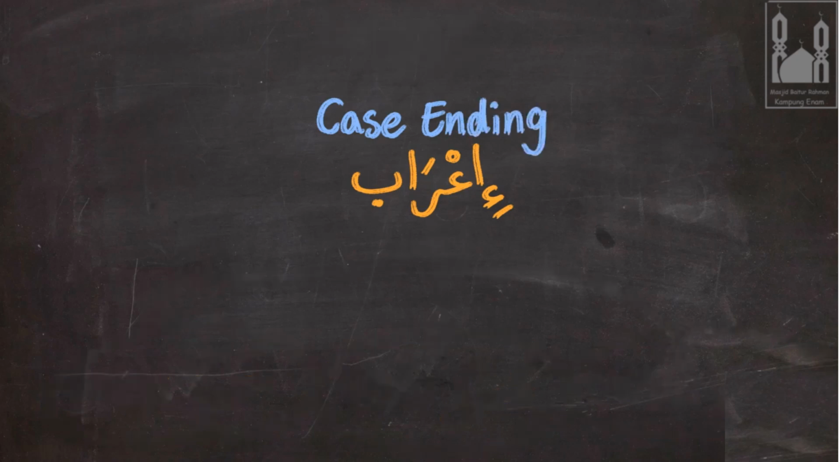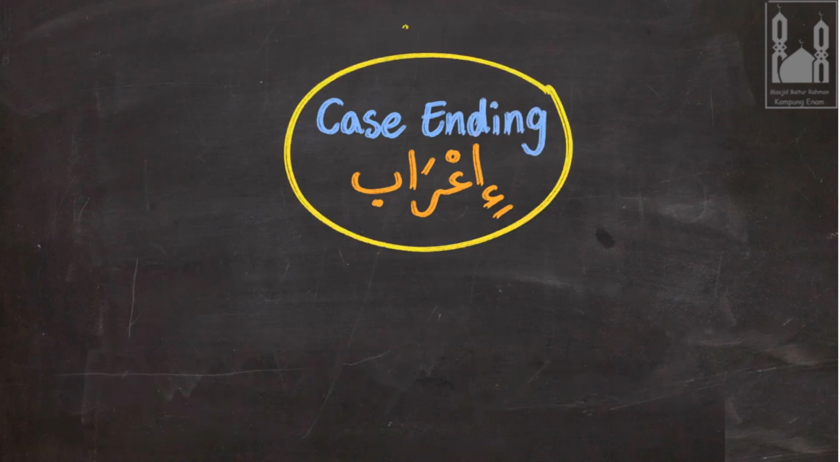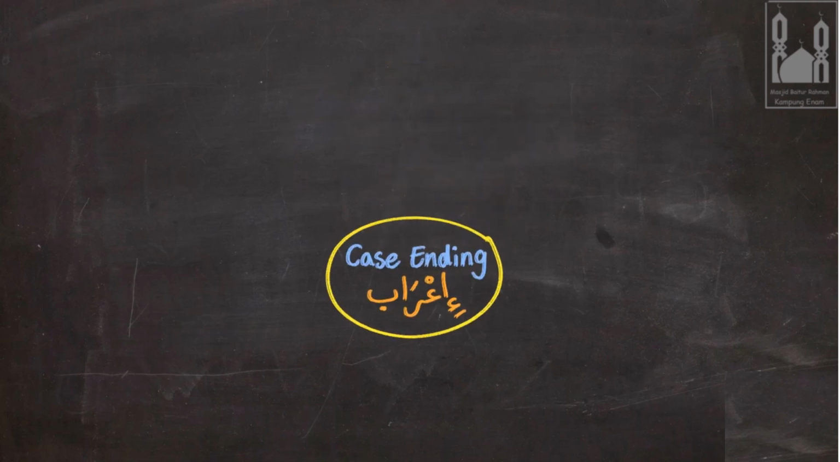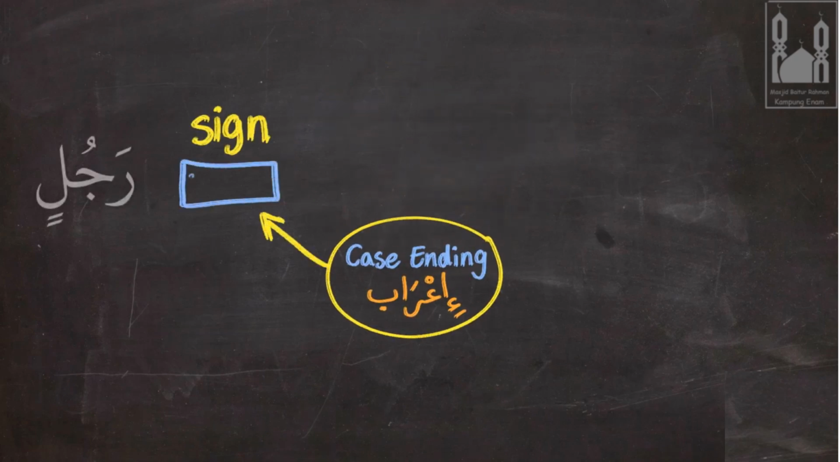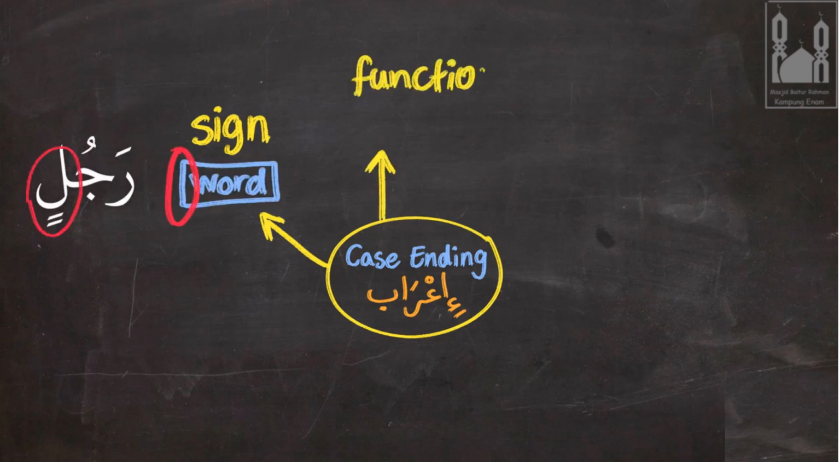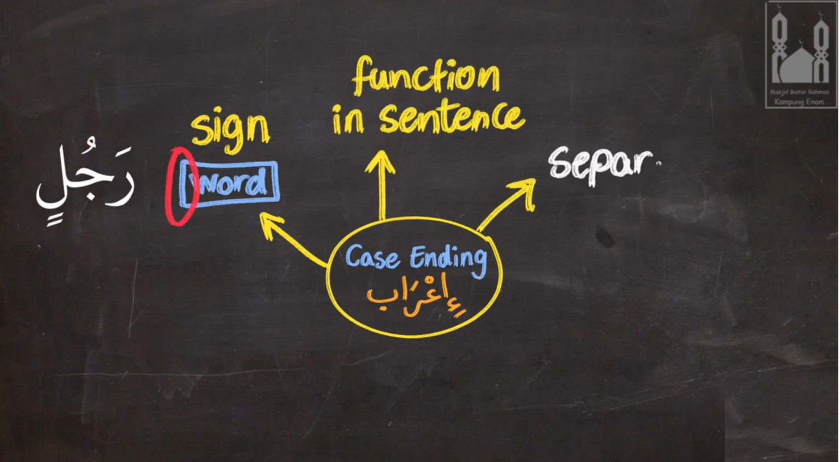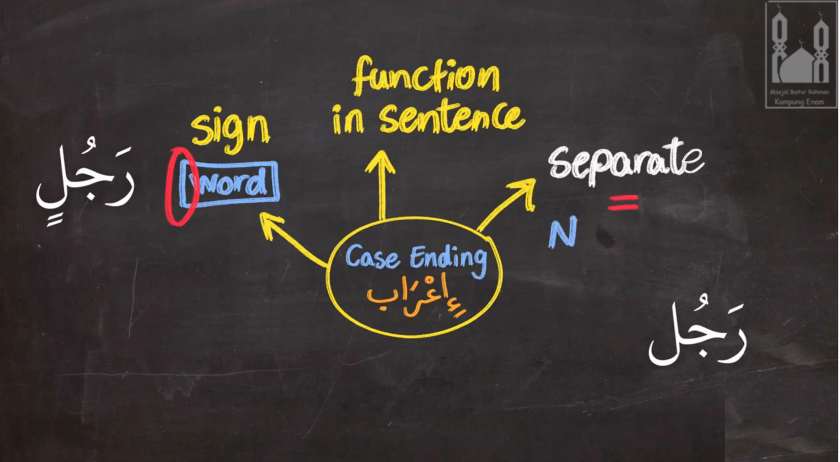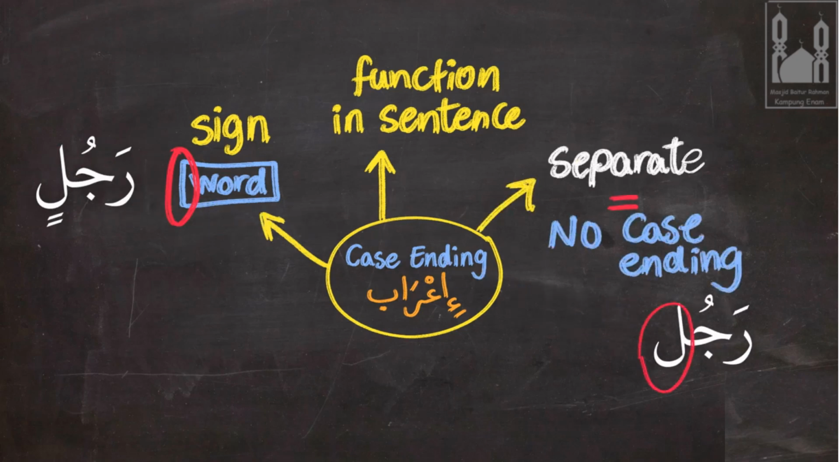Now let's start by answering the obvious question. What is a case ending? Case ending is a sign that is found at the end of a word to indicate what its function is in the sentence. So if the word is used separately, there will be no case ending for it. But once it is placed in a sentence, it receives that case ending.